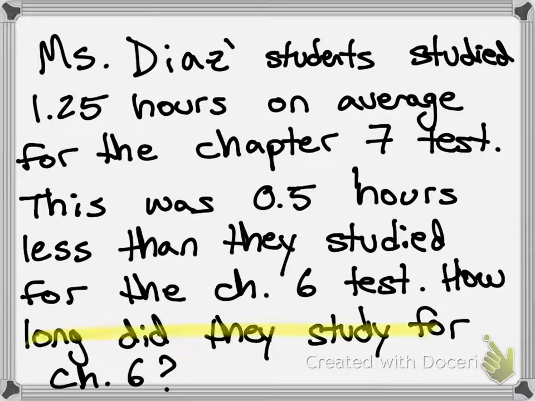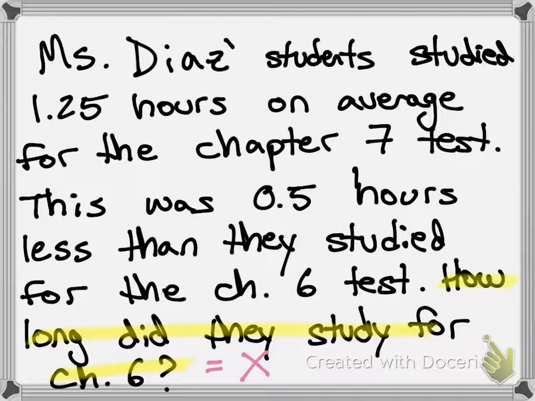Perfect. So, it's how long they studied for the Chapter 6 test. Let's just call that variable x, because I don't like dealing with variables that look like numbers. Also, try to avoid those. So, we've already defined our variable. I want you to write your equation and then solve it.